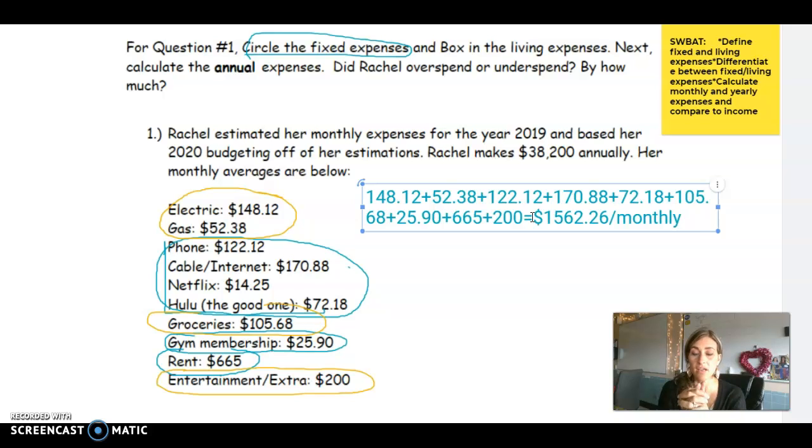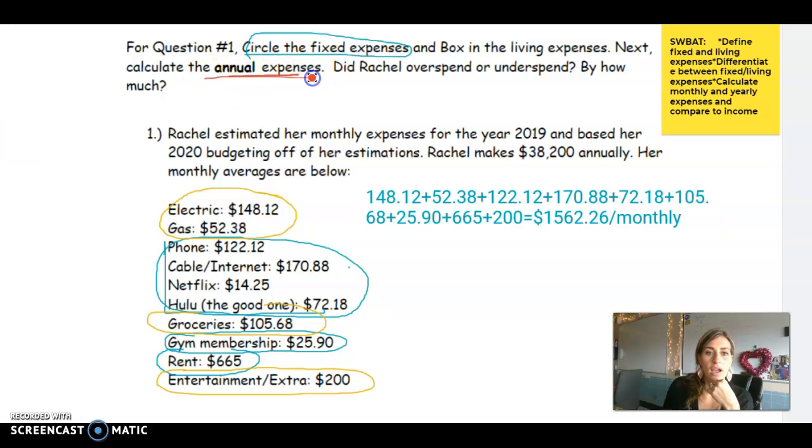Now there's two ways you can do this. You can multiply this by 12 because you want to get the whole year, or you can take her annual salary, that $38,200, and divide that by 12 and compare months. However, the question does ask, calculate the annual expenses. So I want to know how much she spends annually. So I am going to take the answer that I just found, that 1,562, and I'm going to multiply that by 12.